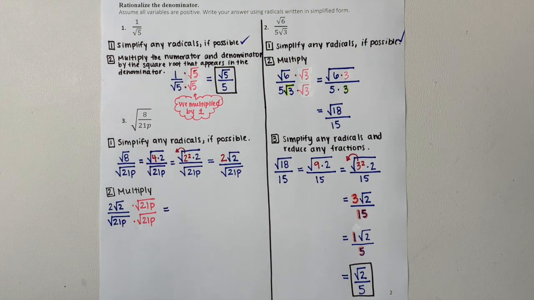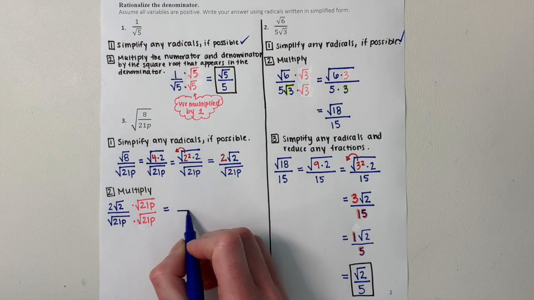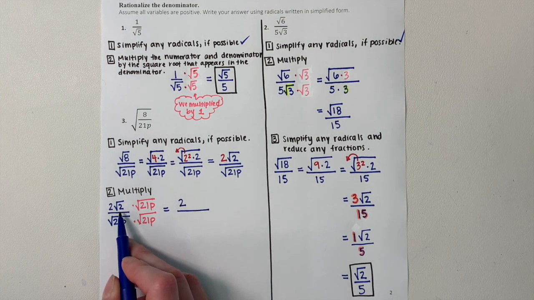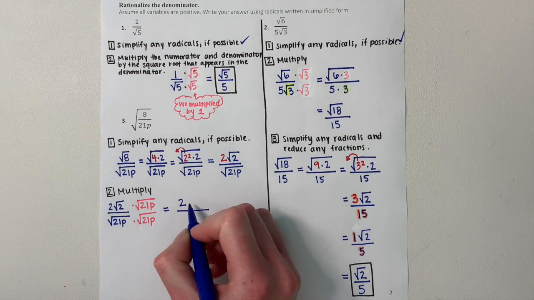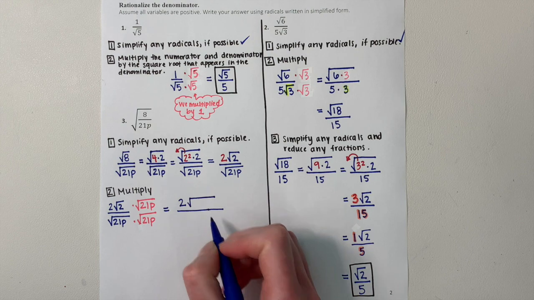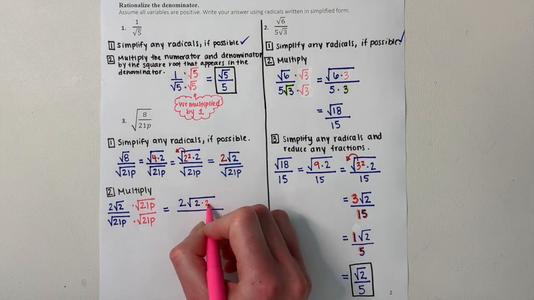And remember, when you're multiplying, you multiply like quantities. So you multiply any coefficients together and you multiply any radicals. 2 is the only coefficient, so there's nothing to multiply the 2 by. So let's just carry over the 2. Now we multiply the radicals, and we'll use the product property of radicals here. If you're multiplying two square roots, you can combine that multiplication underneath one square root symbol. So that will give us the square root of 2 times 21p.